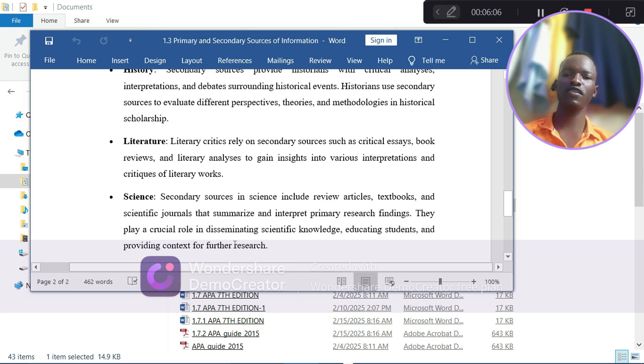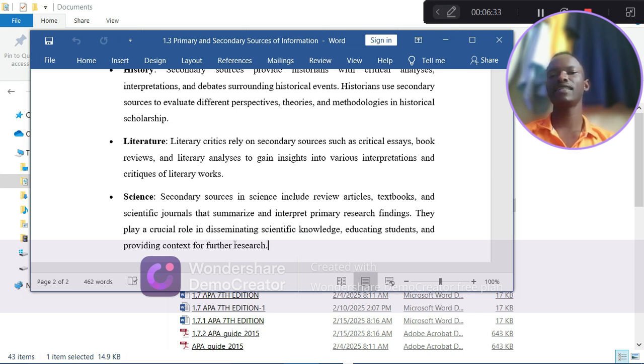Leaving that one also, in science, secondary sources include review articles, textbooks, and scientific journals that summarize and interpret primary research findings. Basically, they play a crucial role in disseminating scientific knowledge, educating students, and providing content for further research.